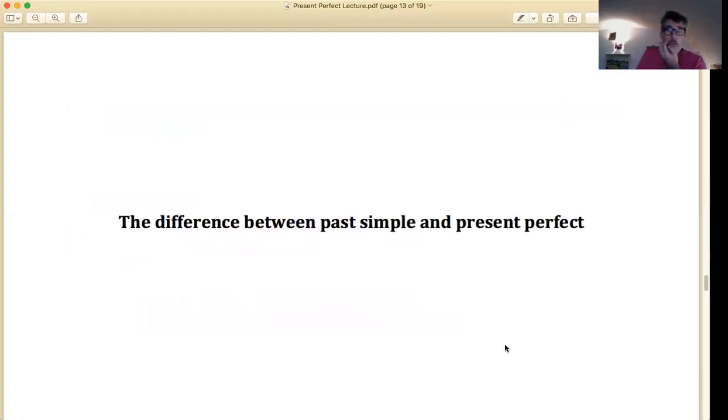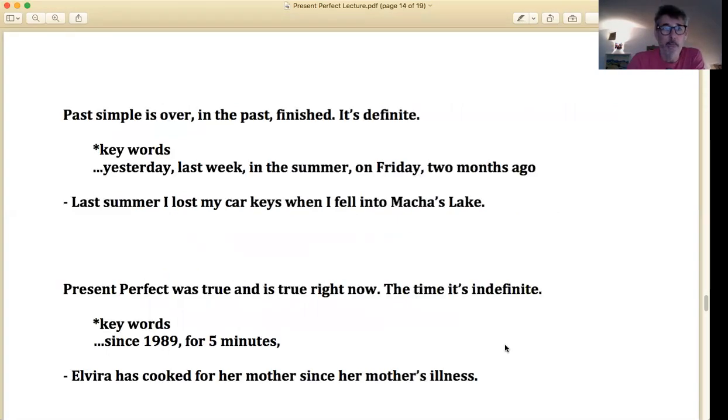Now, what I do want to highlight real quickly before I bore you guys completely to death is, when do we use past simple and when do we use present perfect? Are there any keywords or situations, if we understand them correctly, that can help us figure that out? So first thing, let's just review past simple a little bit. Remember, past simple is over, it's finished, it's definite. We're talking about it's not active now. All right, we have a few keywords. These keywords will help us.